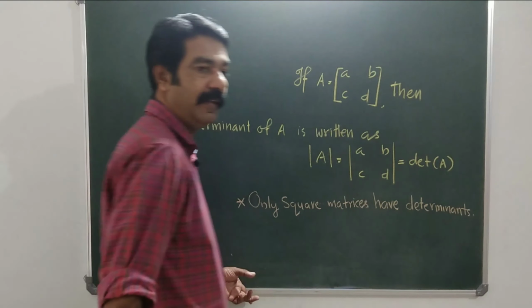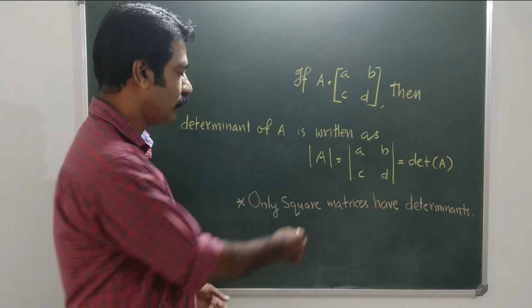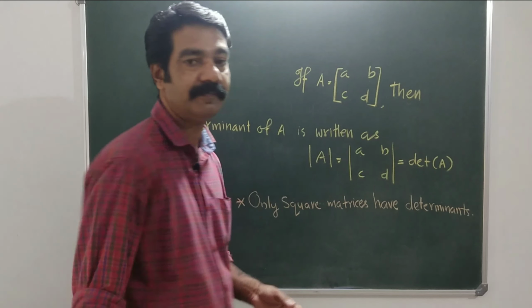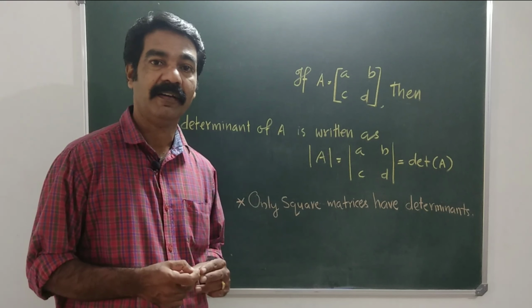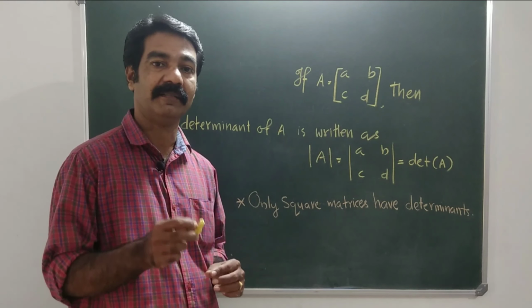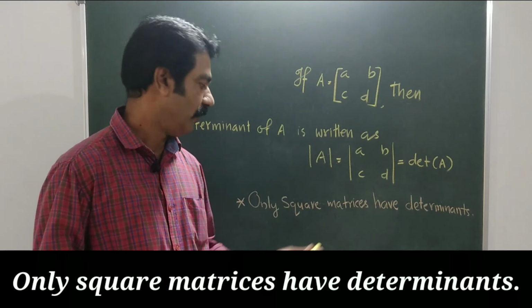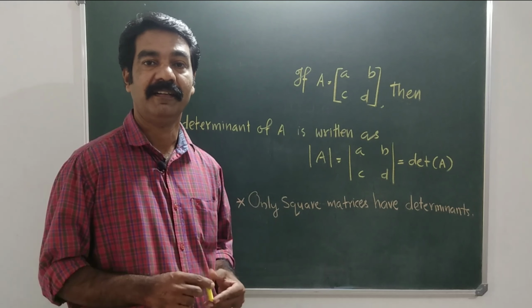Remember that only square matrices have determinants. A rectangular matrix does not have determinants. Only square matrices have determinants.